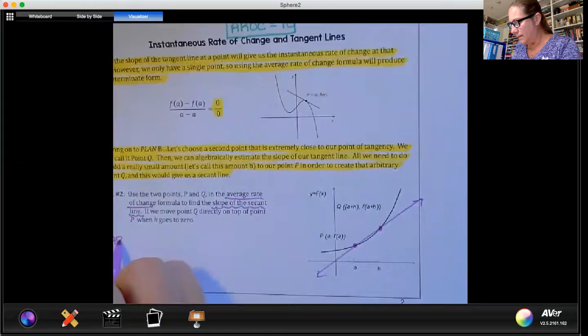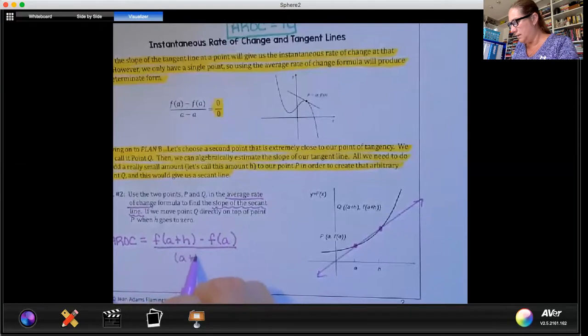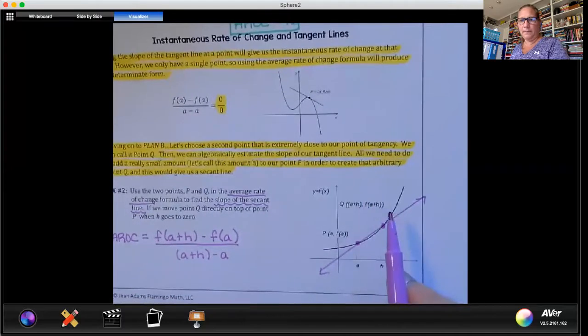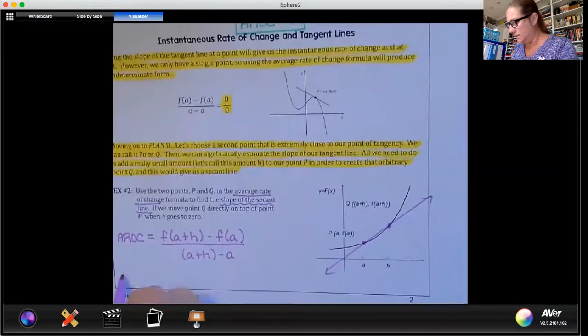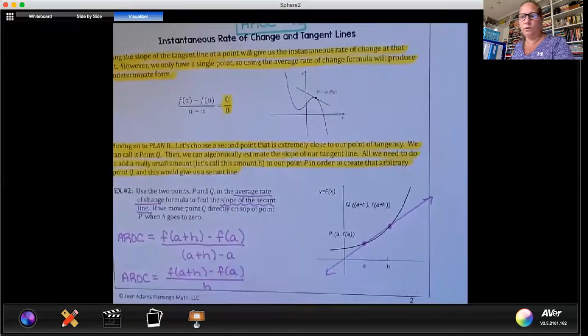So our average rate of change will be f of A plus H minus f of A over A plus H minus A. So we're using our P and our Q, A plus H minus A, and this is f of A plus H and f of A. So then we're just going to simplify that to get f of A plus H minus f of A over H, because your A's will cancel here.